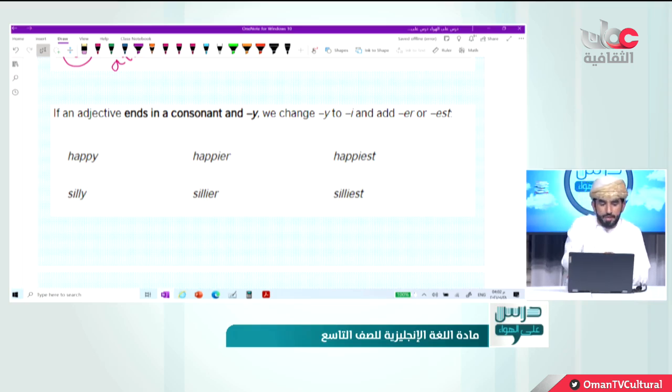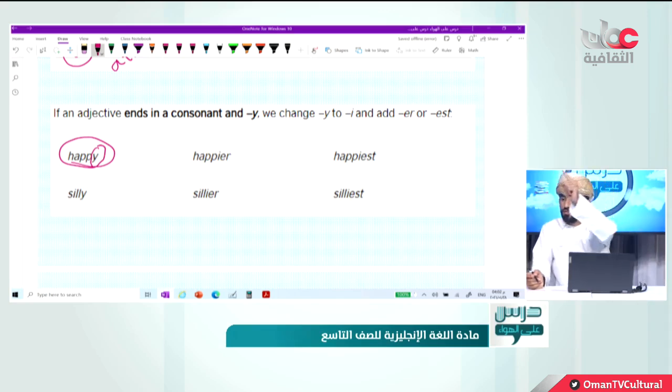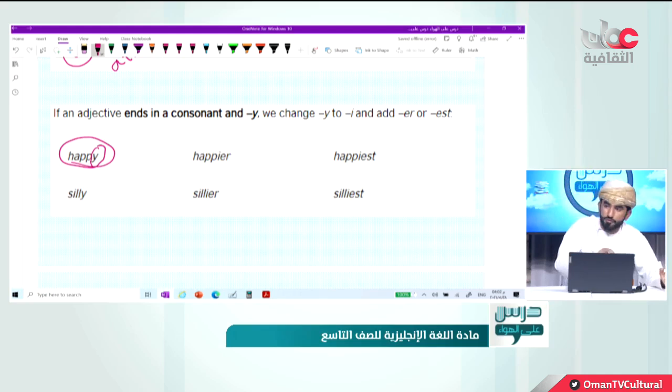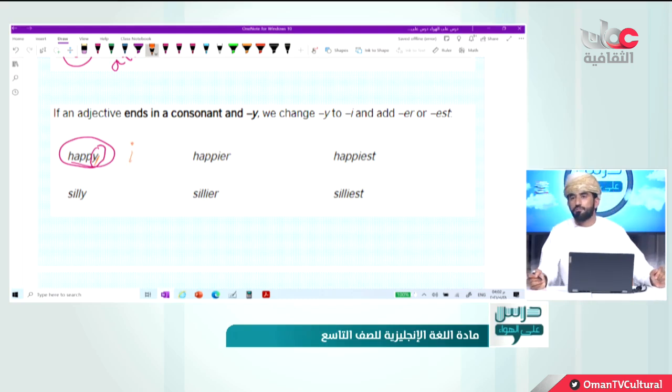Now focus with me. If an adjective ends in a consonant plus Y, this is another condition. Look at this one, happy. It's an adjective. Ends with what? With consonant Y, exactly. What should we do in order to compare two things using the same adjective, happy? Thank you so much, Group A. We should replace the Y. We should replace it by what? Exactly, by I. Very good. And then what should we do? We add ER. Look, happier. Yes, it is.